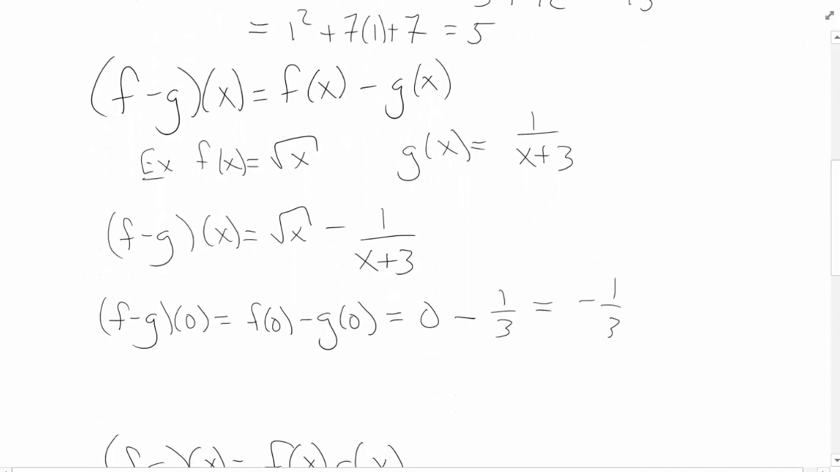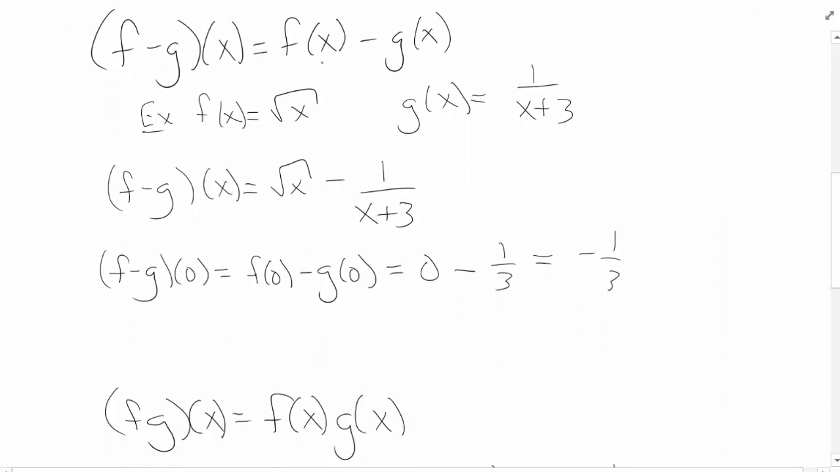Similar thought here. By definition, f minus g of x is just f of x minus g of x, so it better be in the domain of both of those. The domain of the square root of x is 0 off to infinity, including 0, and the domain of g is, you can be anything but -3. So in other words, let me write this one down because I think this one is a bit more interesting. Domain of f is 0 off to infinity, and the domain of g was everything except -3.